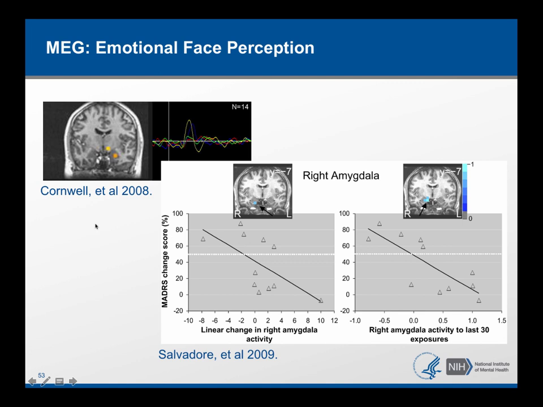For instance, this was a paper by Brian Cornwell in 2008 looking at a face recognition task in healthy subjects, and he was able to localize, looking at emotional faces next to non-emotional faces, quite nicely to the amygdala. And a subsequent study looking at repeatedly presented emotional faces in depressed subjects showed that the amount of habituation that occurs in response to an emotional face actually correlates quite nicely with the later response to ketamine, also in the amygdala.